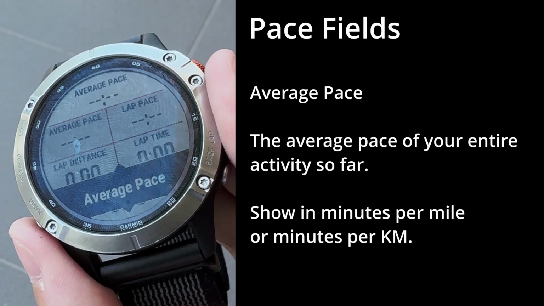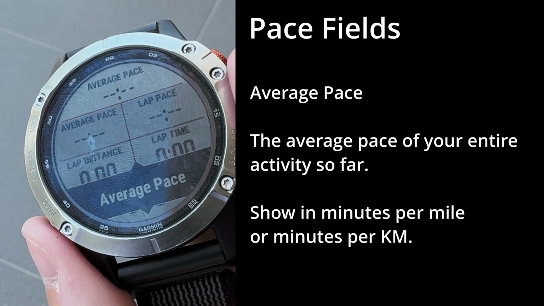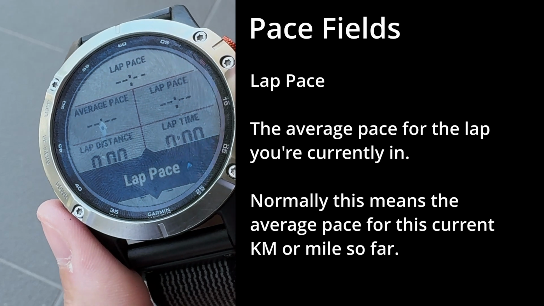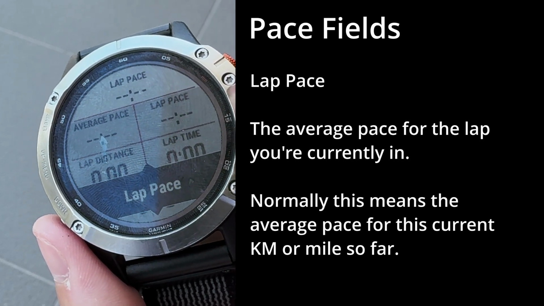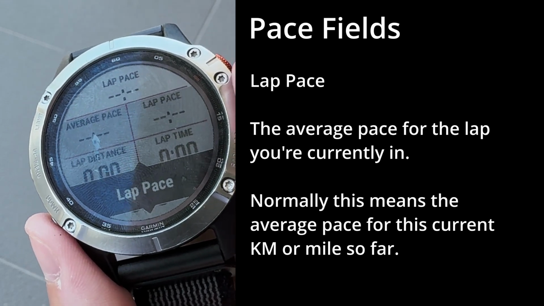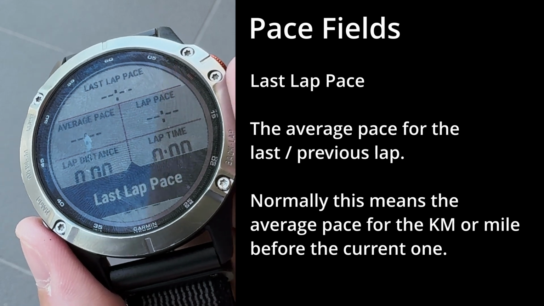Average pace, much more useful. This is the average pace per split for the entire run so far. Lap pace, this is your average pace for the current lap you're on. So again, if your splits are in kilometers, this will be the average pace for that current kilometer. This is really useful. Last lap pace, self-explanatory, how fast on average you ran the last lap.